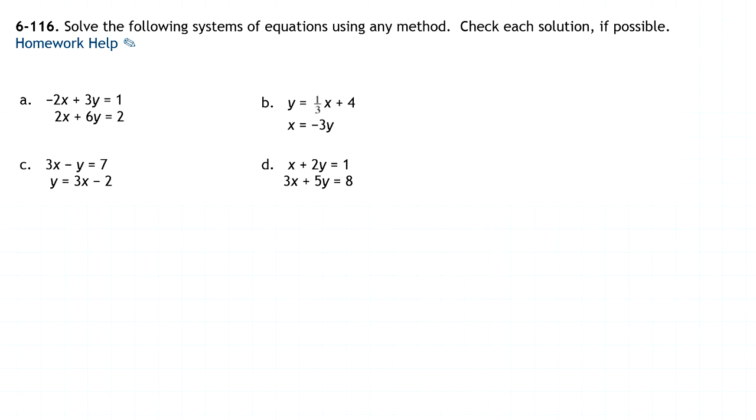This is Mr. Roberts here for Math 1 CP, or Honors or Math 1 Essentials. Any of you could be doing these problems, just maybe at different times, different places. Question 116 says solve the following systems of equations using any method. Check your solution if possible.